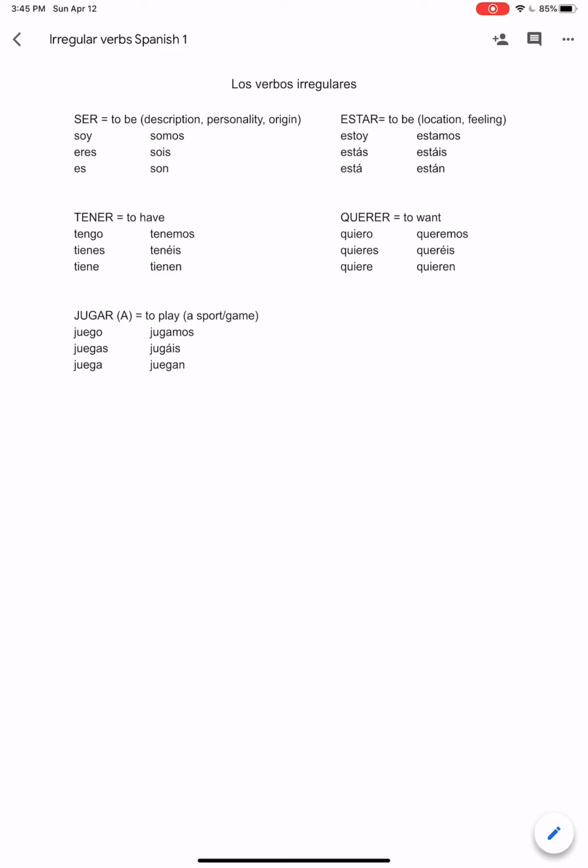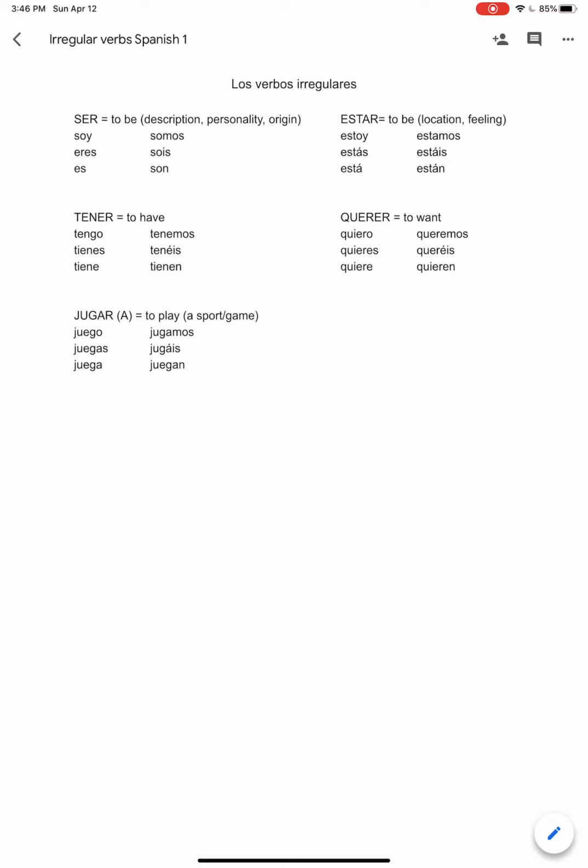So, just to start off, we have the verb ser, which means to be. Now, specifically, we are going to use this verb when we are describing people, when we are talking about their personality, or when we are talking about where someone is from. So the forms of the verb ser are as follows: soy, eres, es, somos, sois, and son.